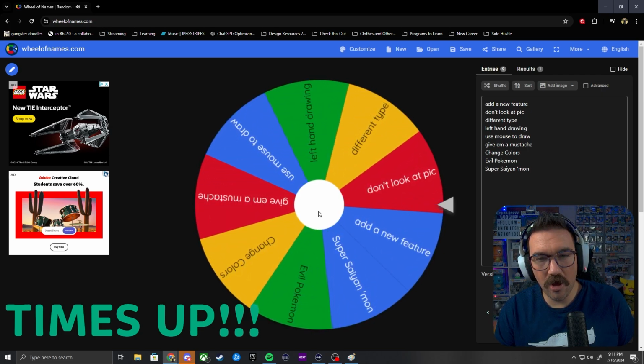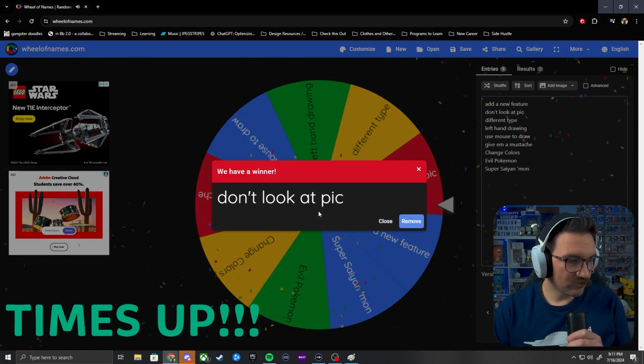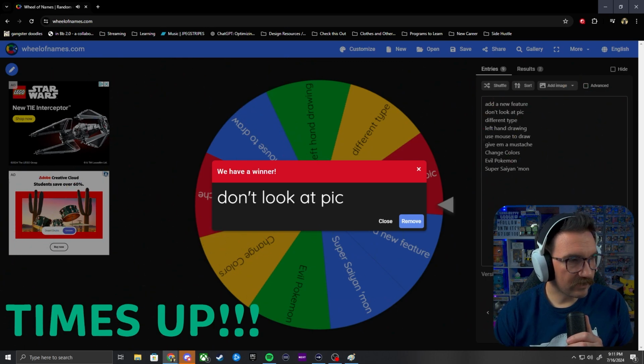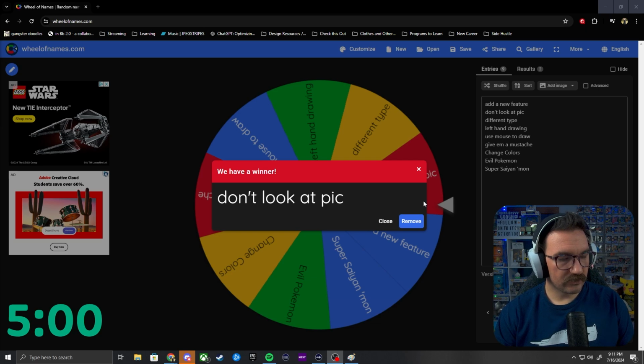Oh no, that's not the one we want. Okay. All right, this is sort of worse than the left-handed drawing that's on there. We don't look at the picture. This is something that we have not got before. This is the first time. So what's gonna happen is we're gonna get just 30 seconds to look at the picture of what this Pokemon looks like. After that 30 seconds is up, we're gonna reset the clock and we're gonna draw that Pokemon just from memory. Okay.